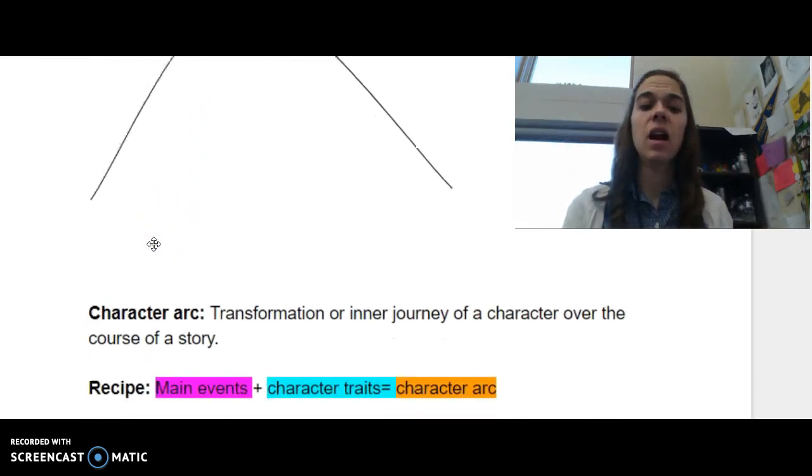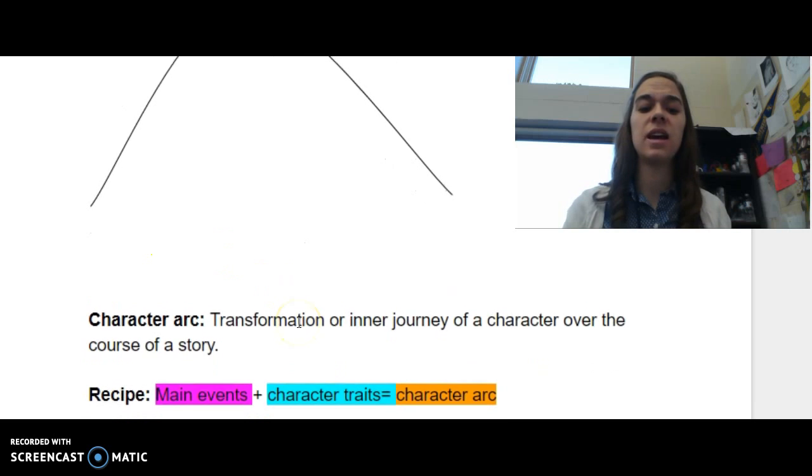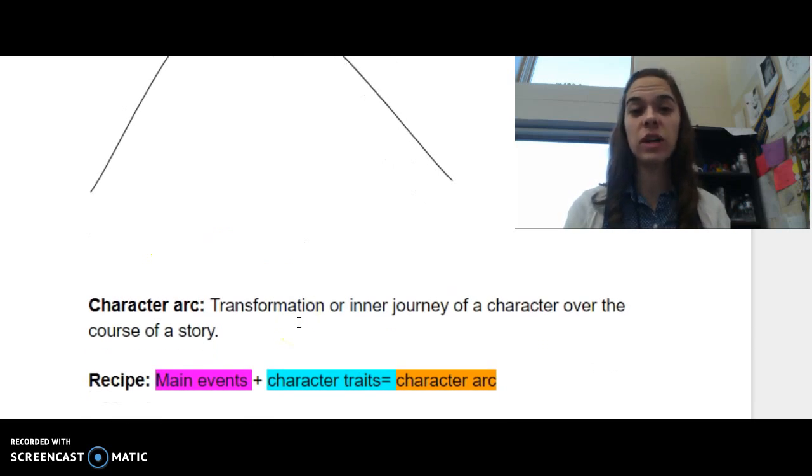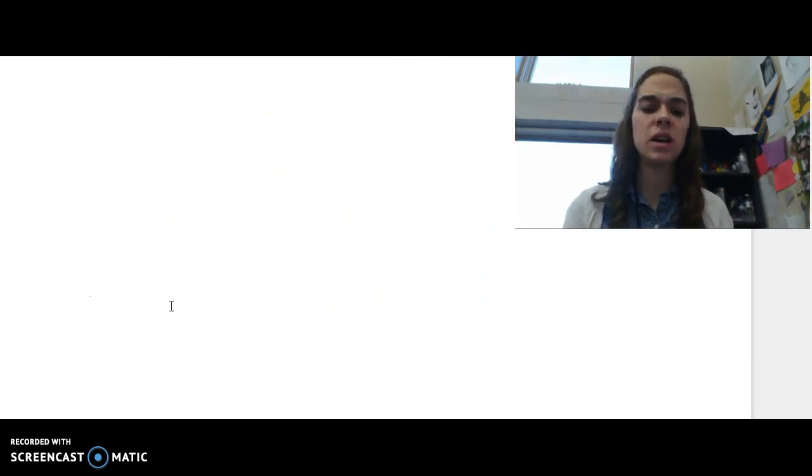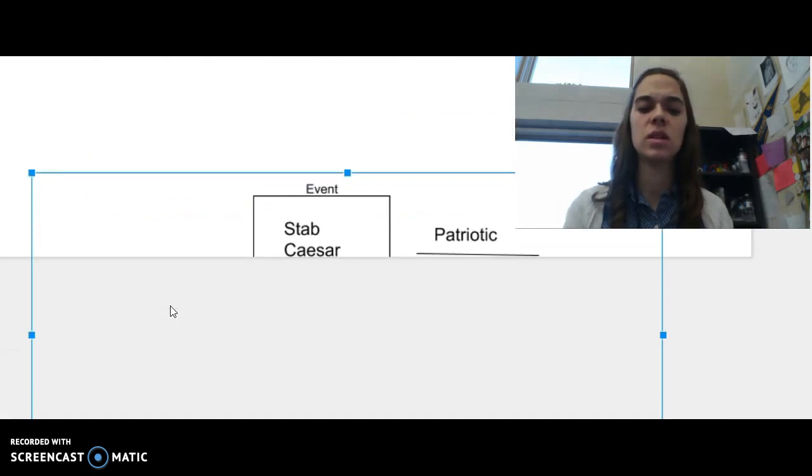Now, how do we get there? Our recipe is this. It's the main events plus the character traits. That's what's going to make our character arc. We're going to first think about what's happening to our character. Then we will use a character trait to match onto that, okay? So let's look at an example together for Mr. Brutus as he makes those decisions in Julius Caesar, all right?